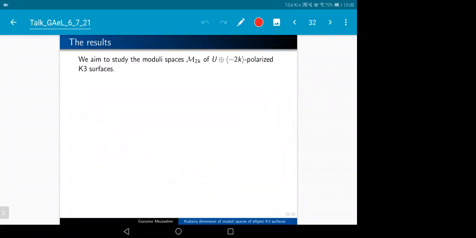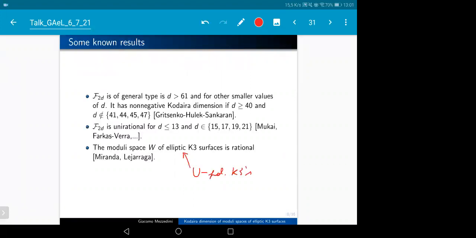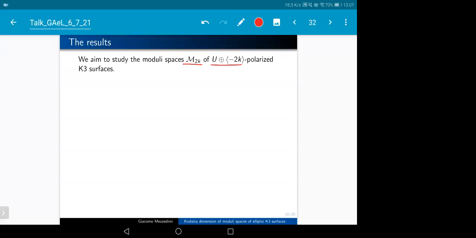Okay, so let me come to our results. Our goal is to study the following moduli spaces, the moduli spaces that we denote by M_2K of U plus minus 2K polarized K3 surfaces. So first of all, these are 17-dimensional spaces, and they are divisors in this rational space of elliptic K3 surfaces, because this has rank 3 as a lattice, so one more goes in codimension one more.